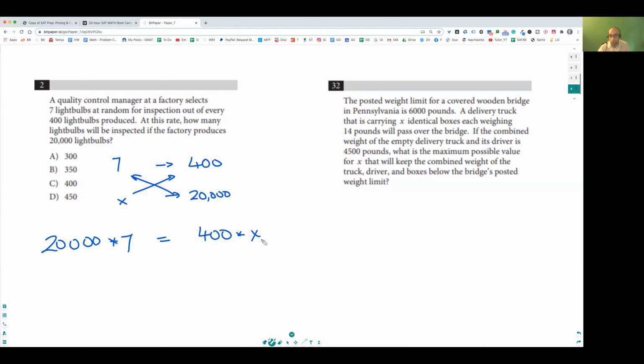And then, to get rid of this 400 in 400X, all you have to do is divide by 400. You can use your calculator, but the best thing is just to cancel this out and cancel this out. And then this goes with 50. 4 times 50 is 200, and 50 times 7 is 350. So that is why B is the correct answer.